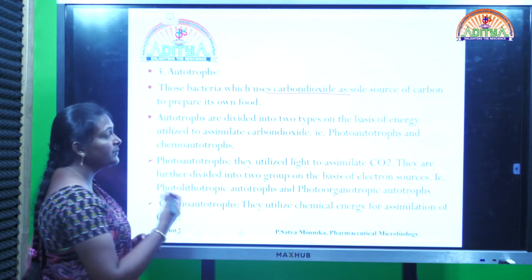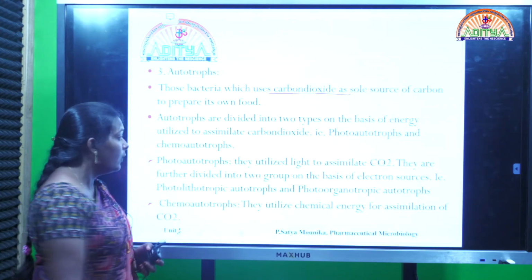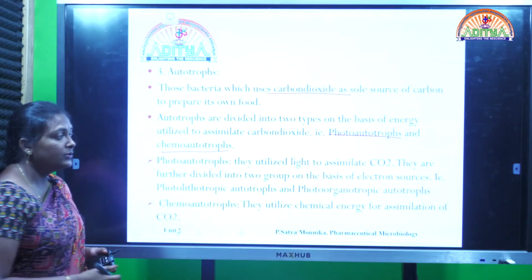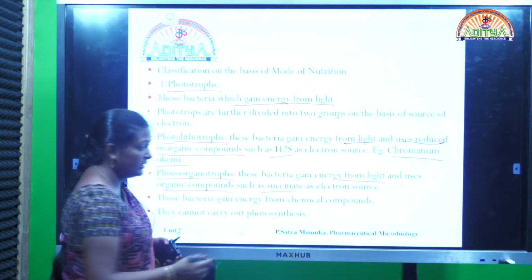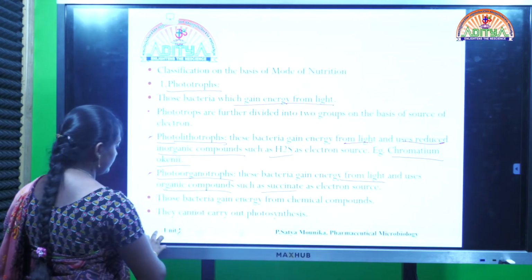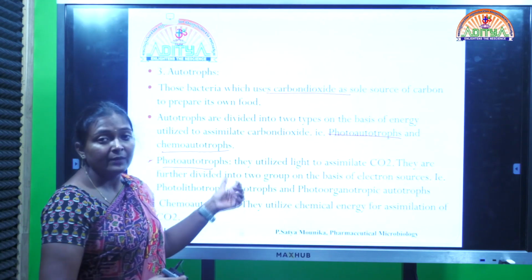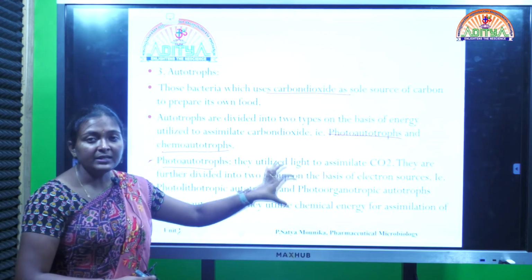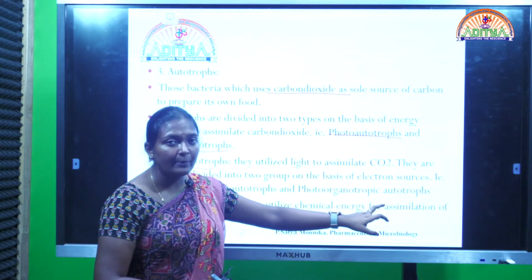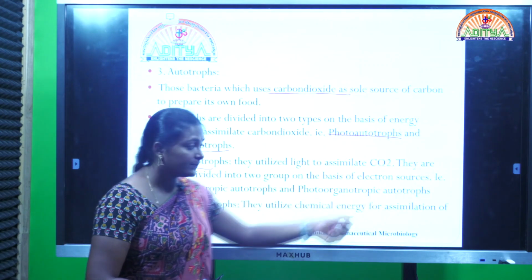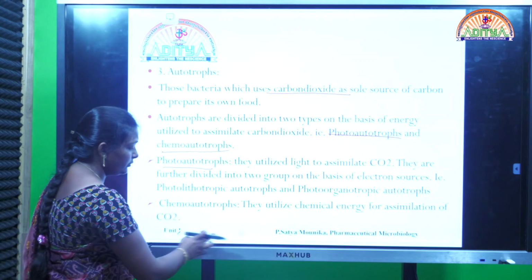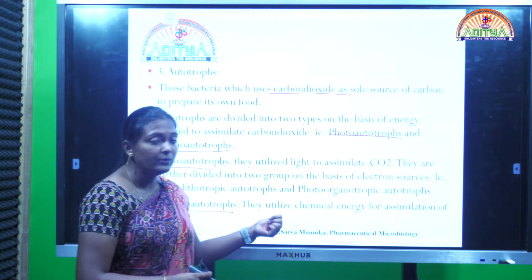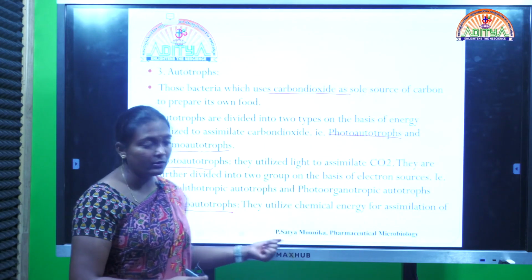Now coming to the two subtypes in the autotrophs, one would be the photoautotrophs and the other one would be the chemoautotrophs. In the photoautotrophs, they would assimilate the carbon dioxide, and similar to the previous one, the carbon which is present in the carbon dioxide alone acts as a carbon source. Now coming to the chemoautotrophs, here they would utilize the chemical energy from the carbon dioxide.